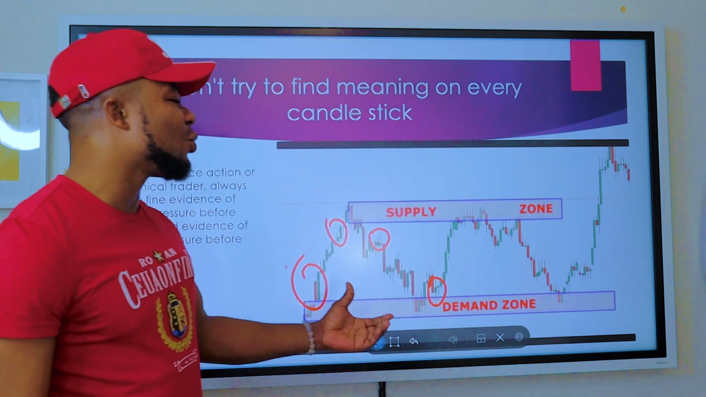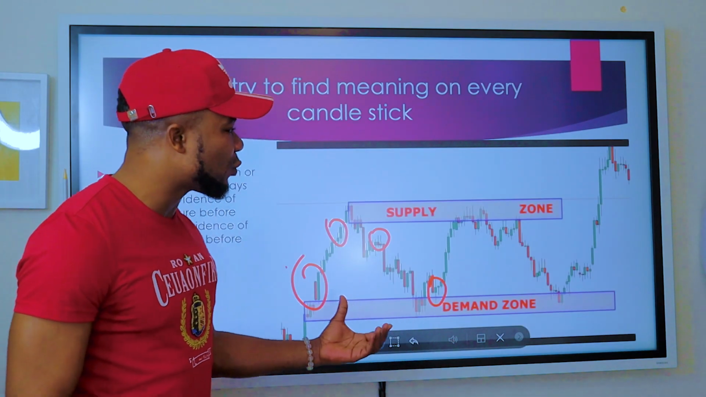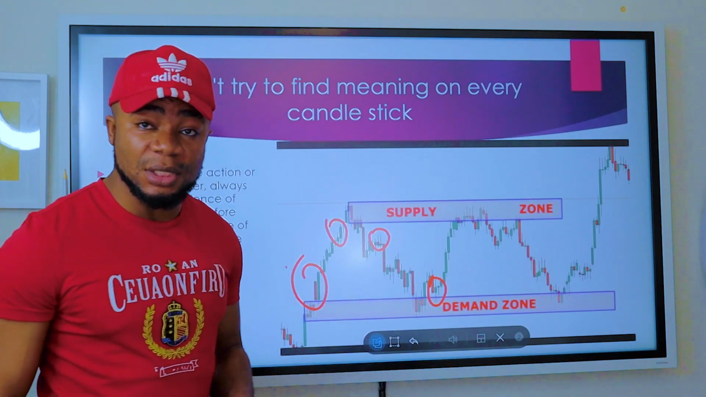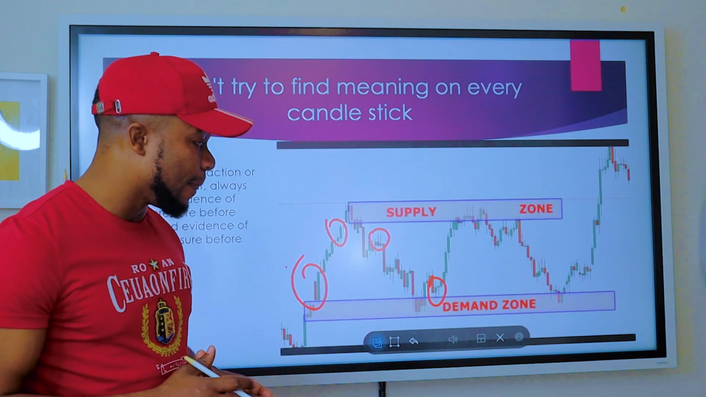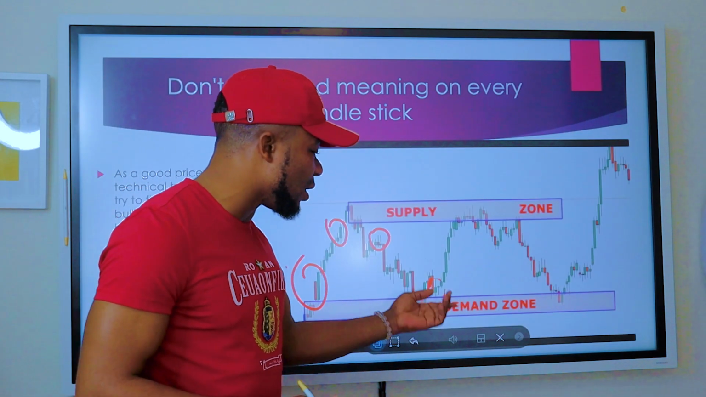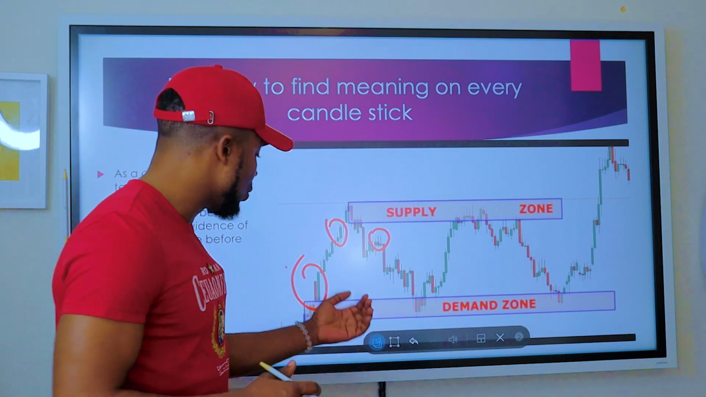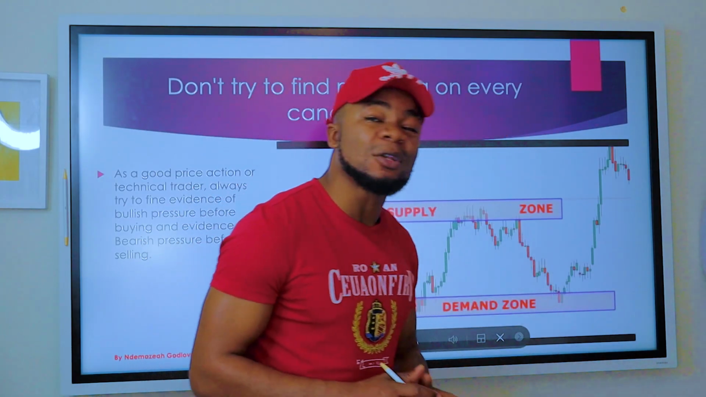So on your chart you have different kinds of candlesticks. You'll just be confused if you try to find meaning in each and every candlestick you see. No, don't try to find meaning in each and every candlestick. The only thing you should try to do is find meaning in candlesticks that occur at particular levels. You only try to find meaning in candlesticks that occur in particular zones.